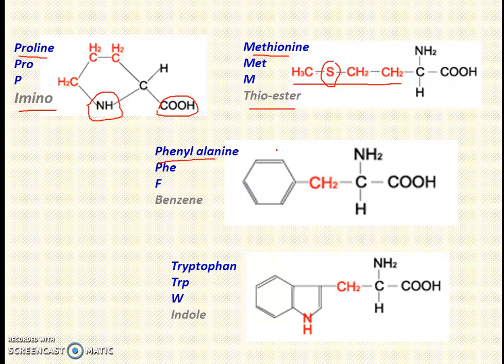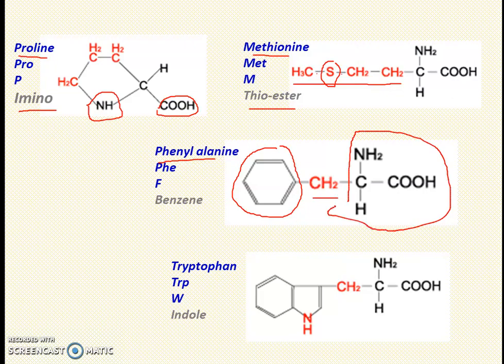Then phenylalanine, just simply the benzene ring and a CH2 followed by the basic structure CH, NH2, COOH. Simply the benzene ring and methyl group. When you add an OH group here to the phenylalanine, it becomes another amino acid called tyrosine, which we will see in the next slide. So phenylalanine, just a benzene group will be there.